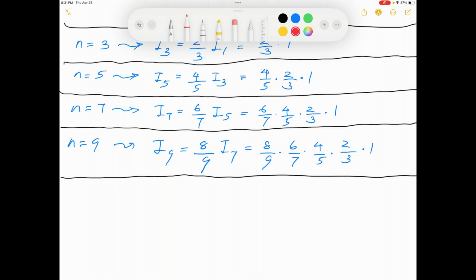By this point, we can quite easily, for sure, identify the sequence. Look at this I sub 9 again. When I have I sub 9, in the bottom I have 9.